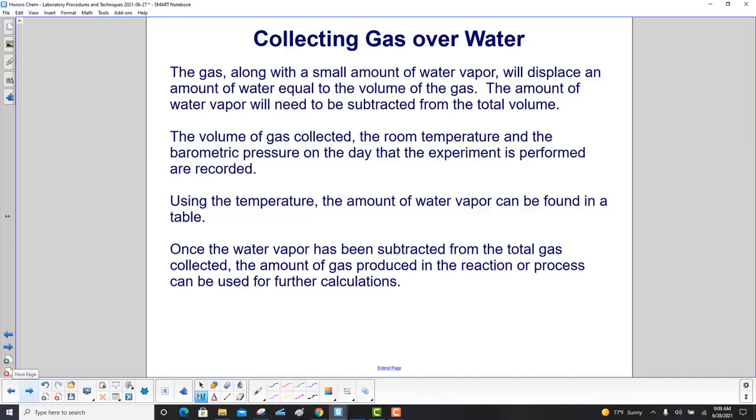The gas, along with a small amount of water vapor, will displace an amount of water equal to the volume of the gas. The amount of water vapor will need to be subtracted from the total volume. The volume of gas collected, the room temperature, and the barometric pressure on the day that the experiment is performed are recorded. Using the temperature, the amount of water vapor can be found in a table. Once the water vapor has been subtracted from the total gas collected, the amount of gas produced in the reaction or process can be used for further calculations.